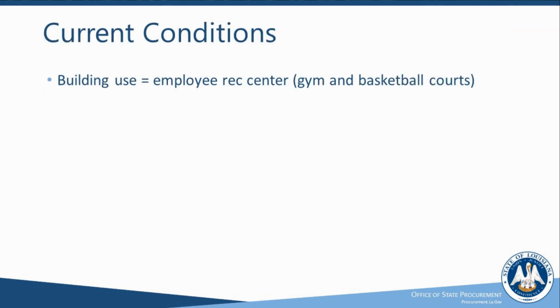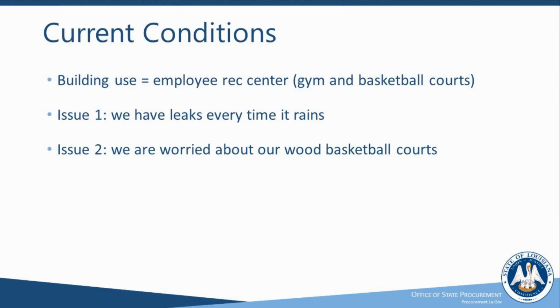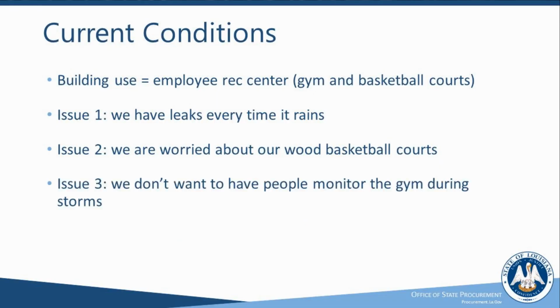Well, the answers were: issue number one is that the building leaks every time it rains. That's a problem because the actual building use here is that this is a recreation facility. There's a gymnasium there, basketball courts, and essentially every time it rains, we have to get out there as a client with a bucket, multiple buckets, and catch all the drips to not damage the floor underneath. So we're worried about that. And it's a big cost to have somebody monitoring these facilities every time a storm rolls through. It's really unsustainable, right?